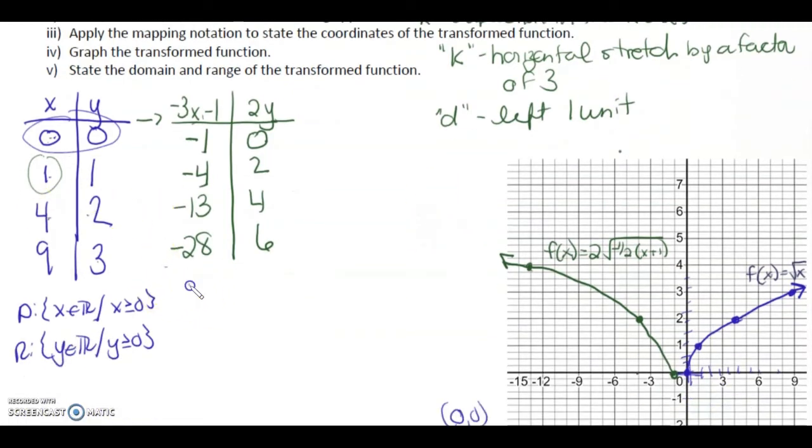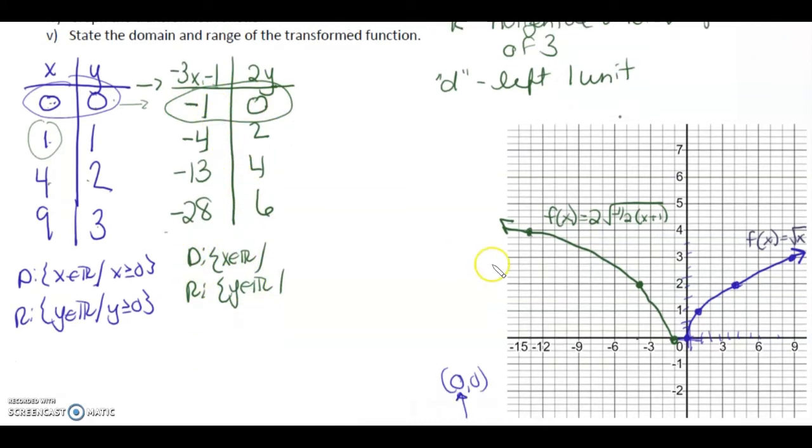Okay. So for the domain and range, again, we want to look at our reference point, which is where the original starting point would be. So instead of 0, 0, well, 0, 0 is now mapped onto -1, 0. So these are the points that we're going to be referencing. So we start the domain and range both with x is an element of the real number system and y is an element of the real number system.